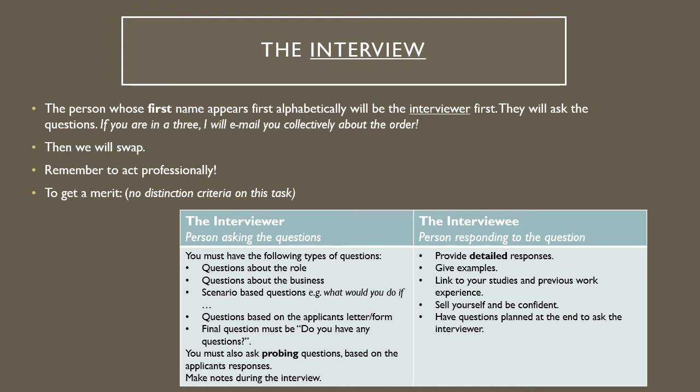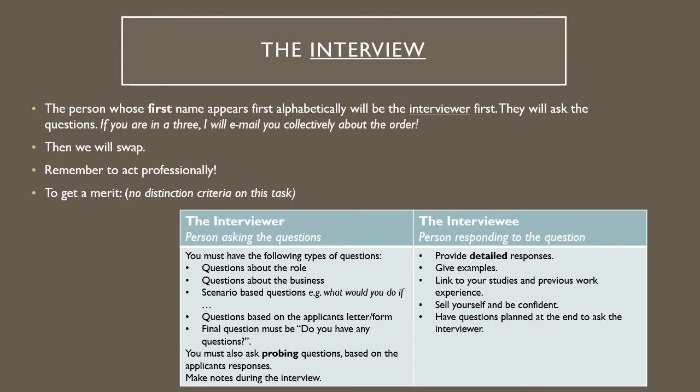So I forgot a little bit where we're up to, but I think we were up to what you need to do to get a merit. So I'll go through the interviewer first, okay? Double check your questions when you're writing them out, that you've got questions about the role. I should be able to know what the role is without going back to your work. It should be about questions about the business. Again, I should be able to tell what business you're interviewing for based on your questions.